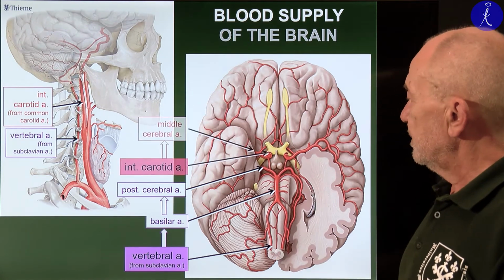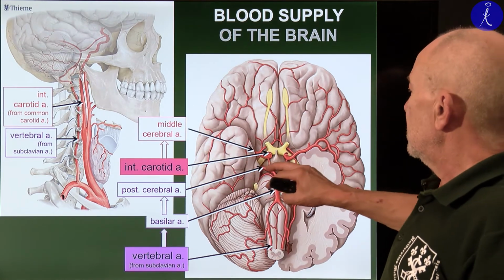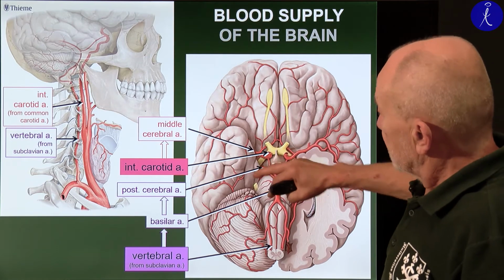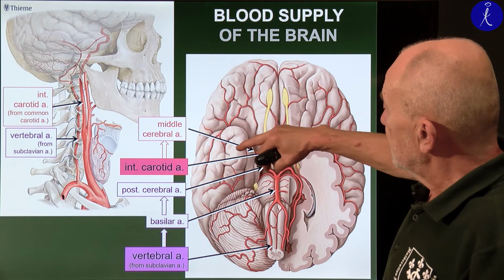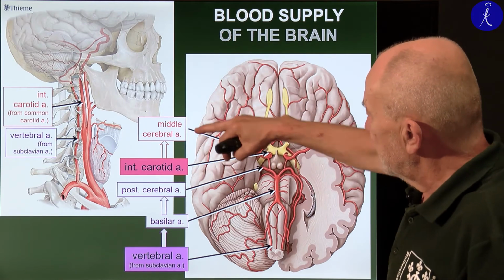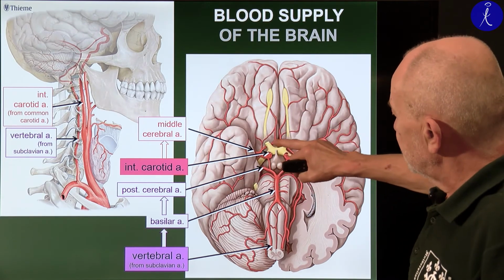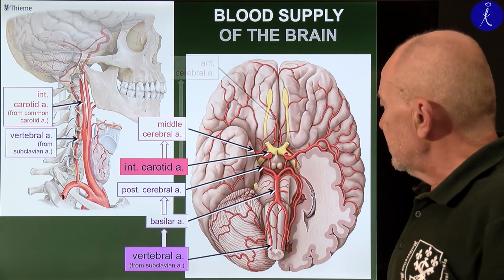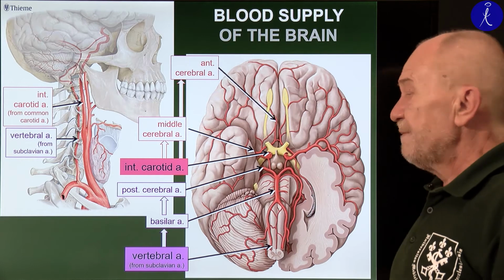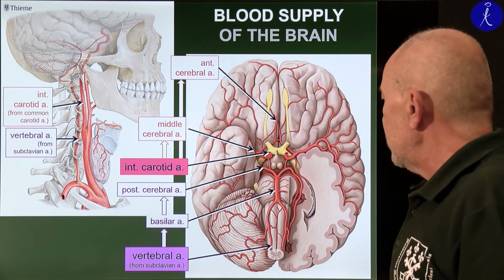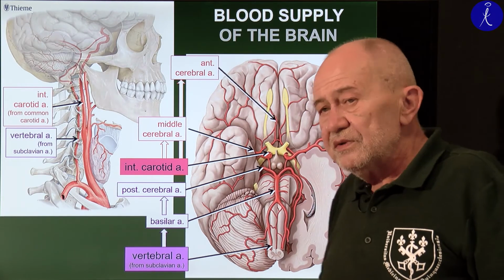The internal carotid artery coming through the carotid canal gives a consecutive branch supplying the telencephalon, therefore the middle cerebral artery arises from it, as well as, further continuing anteriorly, the anterior cerebral artery. So these are only the main arteries to be known, supplying all the brain.